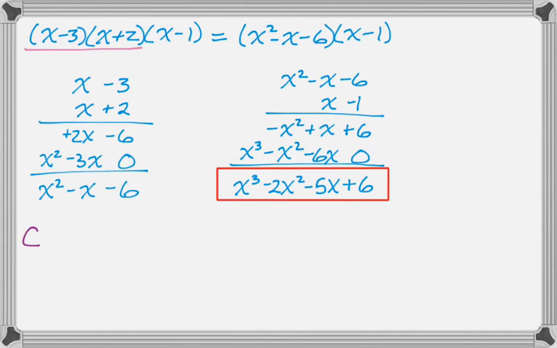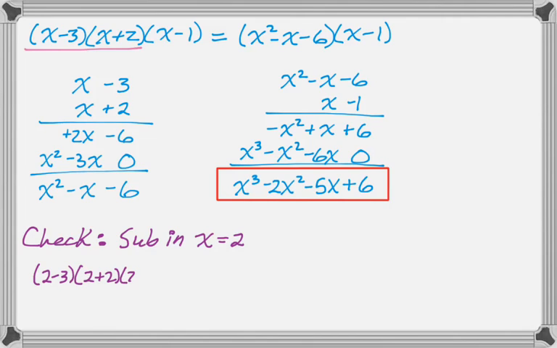And what I want to do is check it. You can check this by picking any value of x, subbing it into the original form and your final form, and making sure you get the same value out. I like to pick a value that's not one of the zeros, so in this case I would not pick 3, -2, or +1. Instead I'm going to pick +2. You try to pick an easy value. If I substitute into the factored form, I have 2 minus 3, 2 plus 2, and 2 minus 1, which is -1 times 4 times 1, which is just -4.